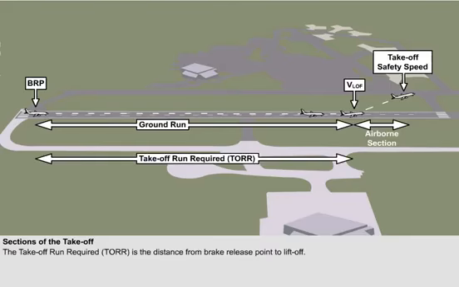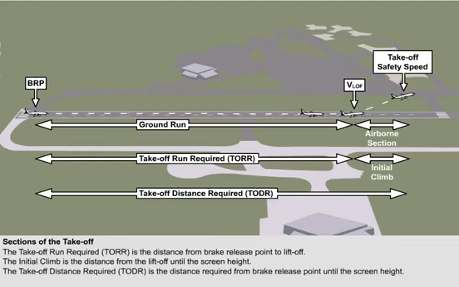The first part, the ground run, is usually referred to as the takeoff roll required or takeoff run required, which is the distance travelled from brake release to liftoff. The second part of the takeoff, the airborne section, is usually referred to as the initial climb. This is the distance covered from liftoff until the aeroplane reaches the screen height. The combined length of the takeoff run required and the initial climb is known as the takeoff distance required.